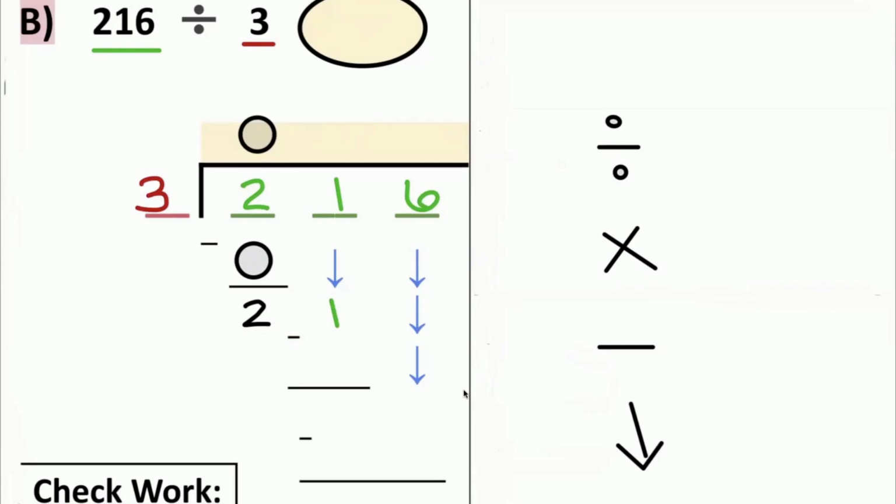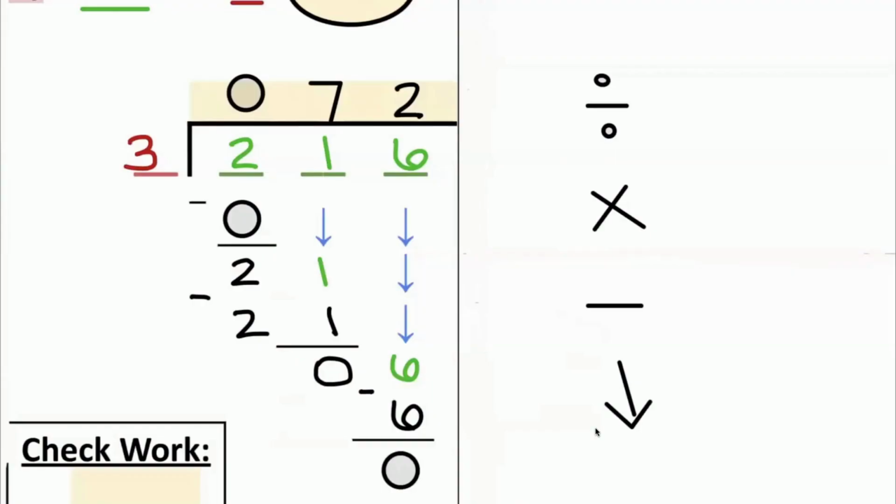So we'll start at our first step, divide. 21 divided by 3 is 7. Multiply, 3 times 7 is 21. Subtract, 21 minus 21 is 0. Make sure you have this down. Now we're going to bring down our 6. 3 fits into 6 2 times. 3 times 2 is 6. Subtract, 6 minus 6 is 0.